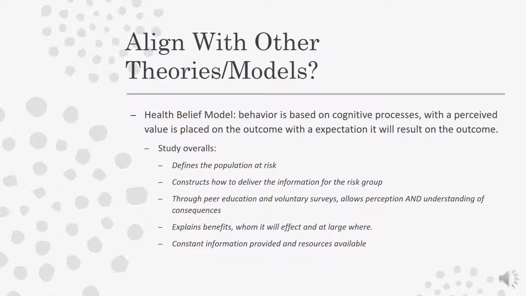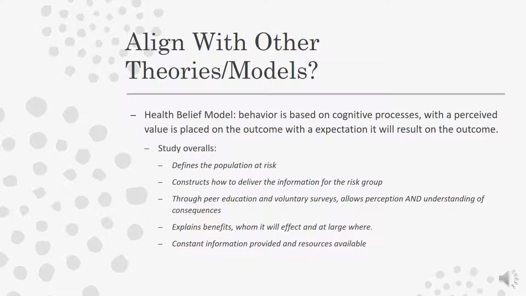So, does the initiative align with any other theories or models? You have the health belief model. This is a model that is based on cognitive process with a perceived value placed on an outcome, with an expectation that it will result in that outcome. It defines the population at risk, which in this case was sex workers, their partners, the men-on-men contact that may occur, and anybody who is a habitual drug user that includes needles.